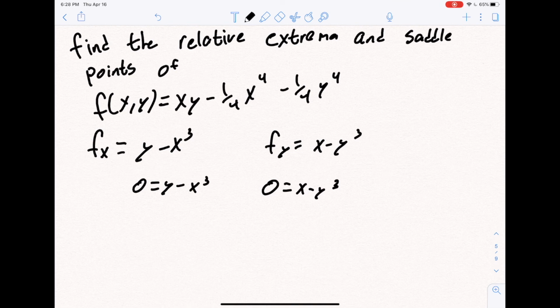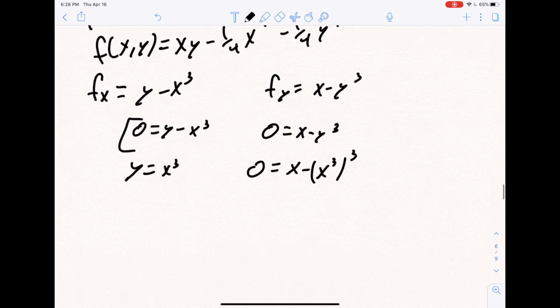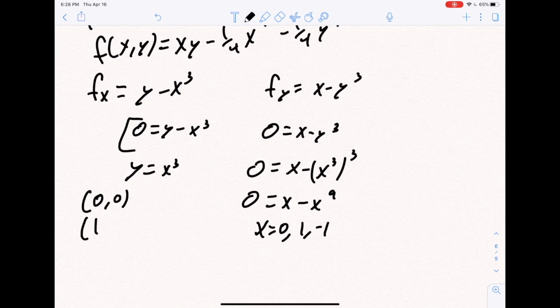In order to solve for x and y, we can just use some substitution. So here, focusing on this equation, we can rewrite this to be y equals x cubed, and we can substitute that in over here to get 0 equals x minus x cubed, so then 0 equals x minus x to the ninth. And the only things that satisfy this are x equals 0, 1, and negative 1. If x equals 0, then y equals 0. If x equals 1, then y equals 1. And if x equals negative 1, then y equals negative 1. So our three critical points are (0, 0), (1, 1), and (-1, -1).